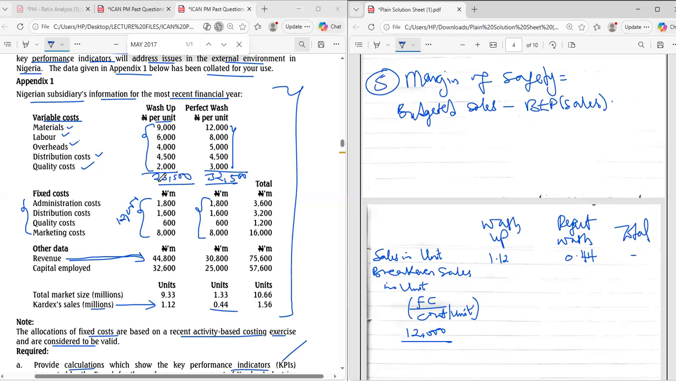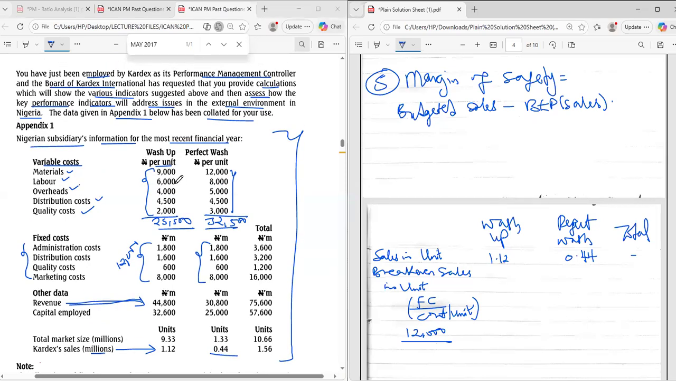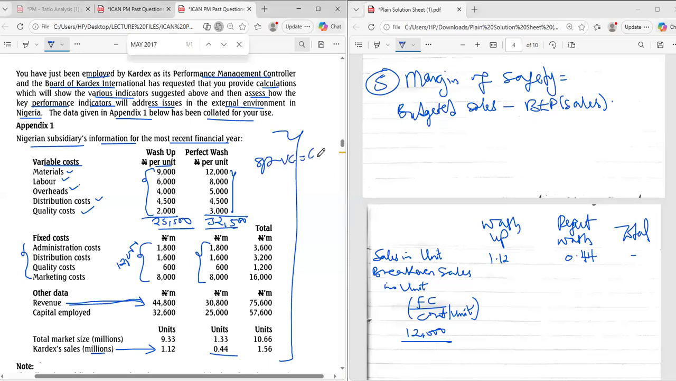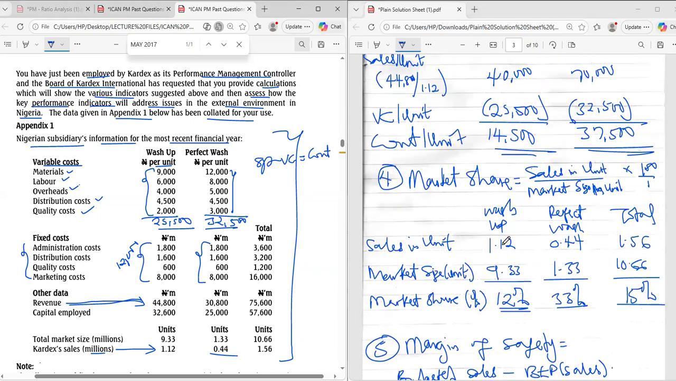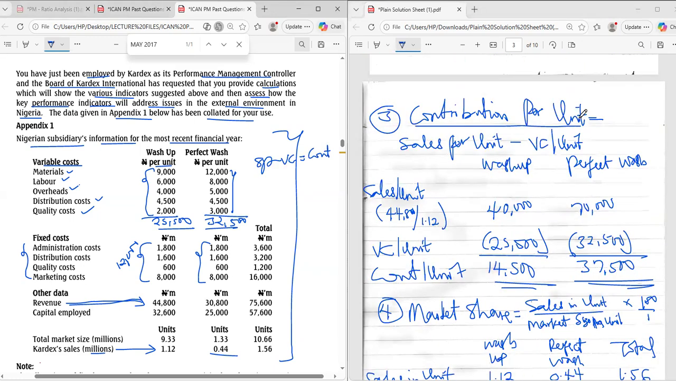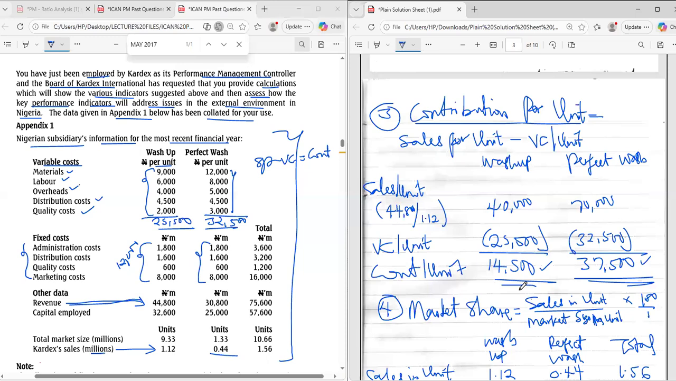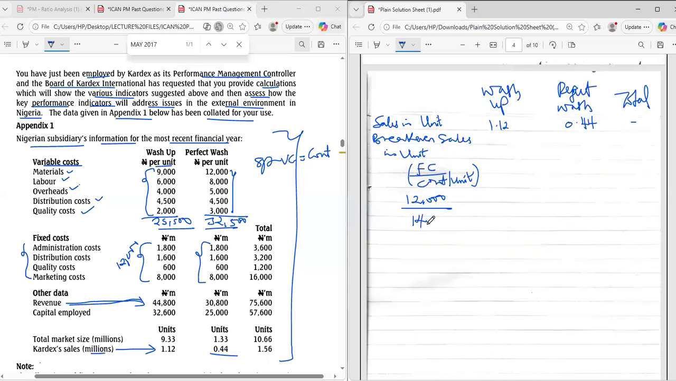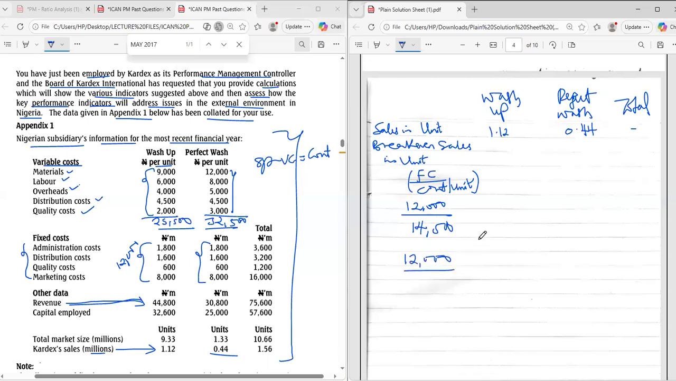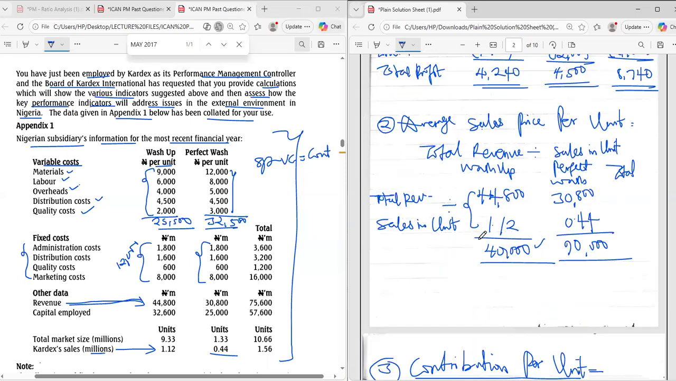What is contribution? Selling price minus variable cost equals contribution. Have we done it before? Contribution per unit. 14.5 and 37.5. Yes, now 14.5. First give me this one. What's the answer? And then 12,000 divided by 14.5.